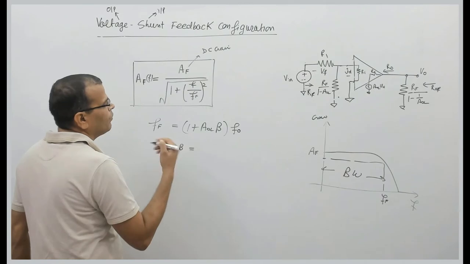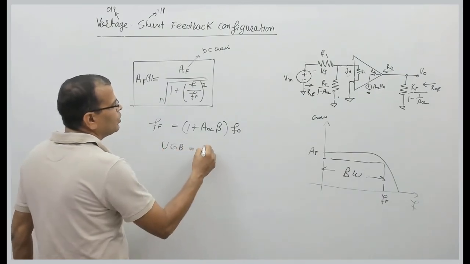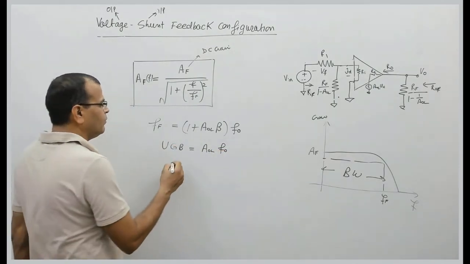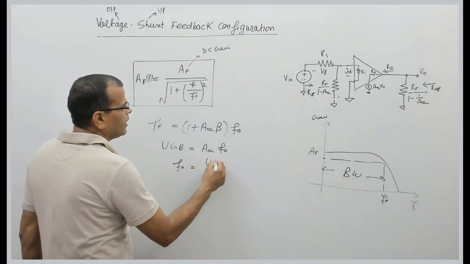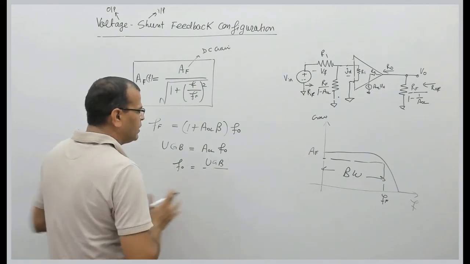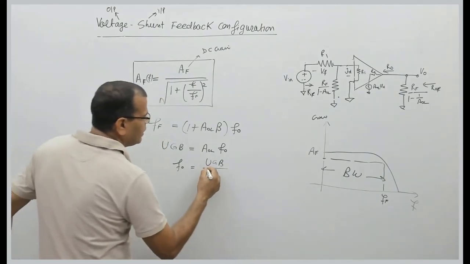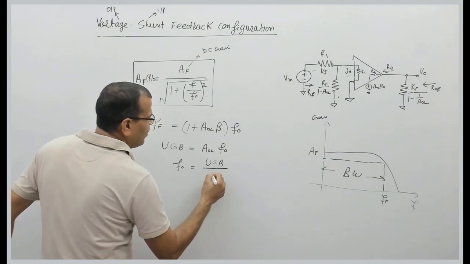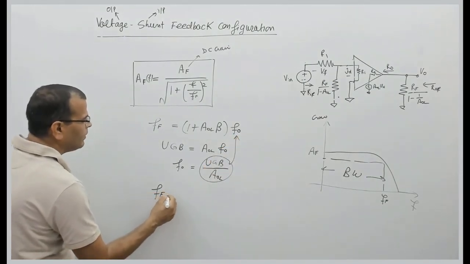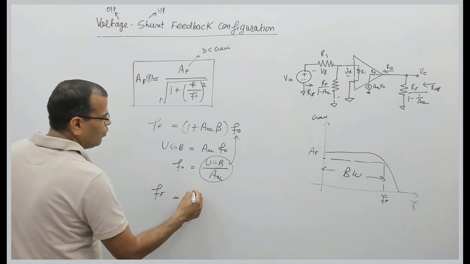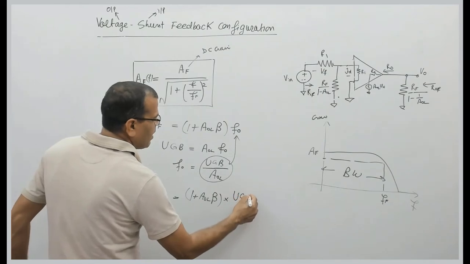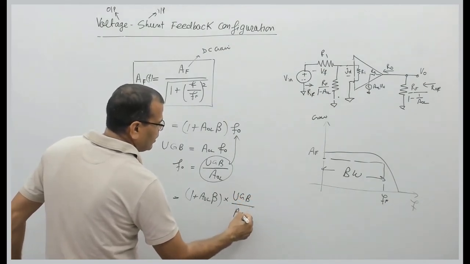I will say, that is also called unity gain frequency or bandwidth. So unity gain bandwidth is equal to open loop gain multiplied by cutoff frequency with open loop. So F naught is equal to unity gain bandwidth divided by AOL. So you can put the expression of this cutoff frequency with open loop into this equation. You can put it here. Fine. So the cutoff frequency with feedback will be, that is 1 plus AOL into beta multiplied by unity gain bandwidth divided by, that is AOL.